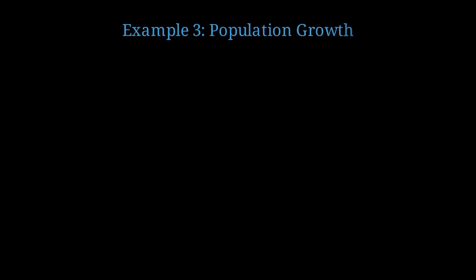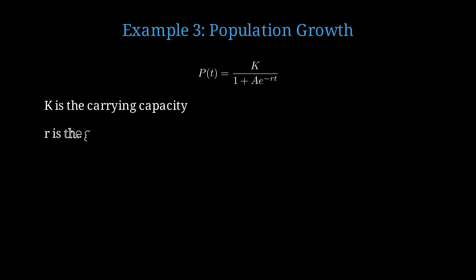Let's look at one more example. Population growth in biology. The logistic growth model is P of t equals K divided by 1 plus A e to the negative rt. K represents the carrying capacity, the maximum population the environment can sustain. R is the intrinsic growth rate of the population. A is a constant determined by the initial population size.